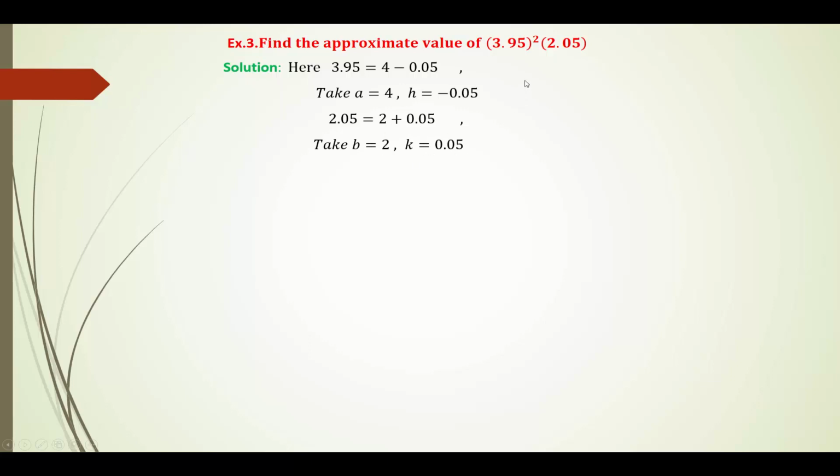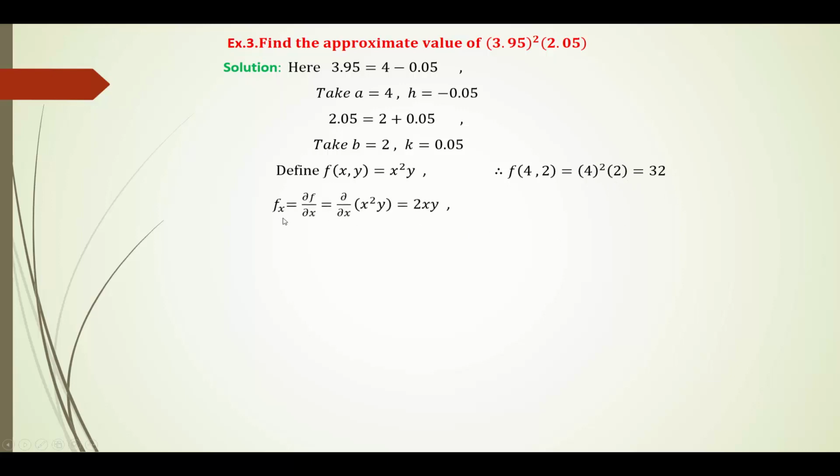Now define a function f of x y in this form: x square into y, first term square into second term. So f of x y is x square y. Find the value of function at the point a b, where a is 4 and b is 2. F of 4 2: put x is 4, so 4 square, and y is 2. 4 square is 16, 16 into 2 is 32.